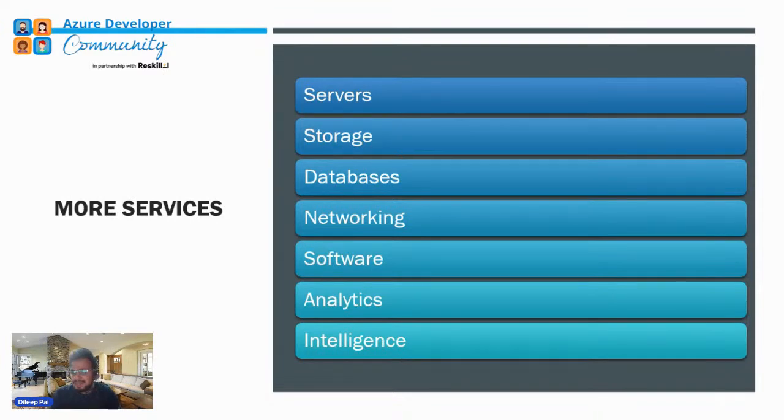They manage the VMs, everything. The storage, you can create it, and they manage it. The databases, if you have any on-premises databases, you just put them into the cloud, that works. Networking: virtual networks, private networks, everything. Software, if you want to install it. The analytics services, the Power BI, all those things. And the most trending term nowadays is intelligence, IoT, and all, right? Intelligence, you can really do wonders with it.